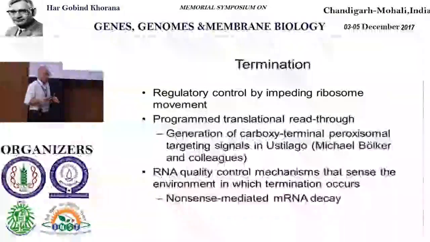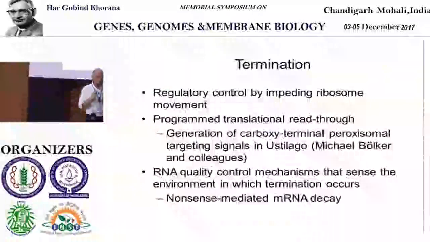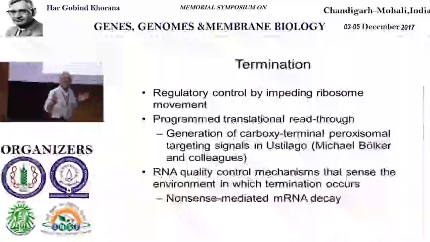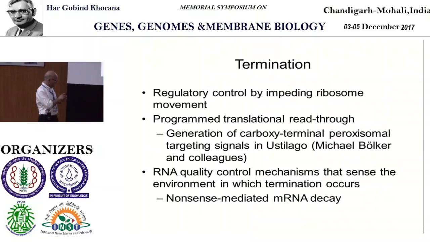Termination, I just showed you some examples of termination. Programmed suppression is crucial for retrovirus translation. There's examples where you can make targeting for peroxisomes by programmed read-through of a stop codon. And of course, there's RNA quality control mechanisms that sense premature termination.